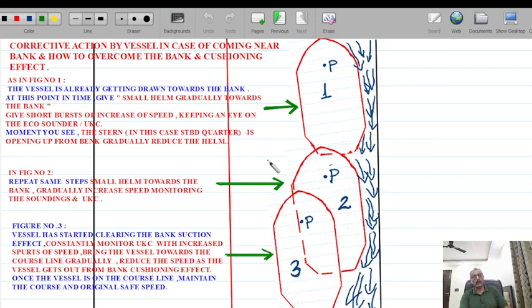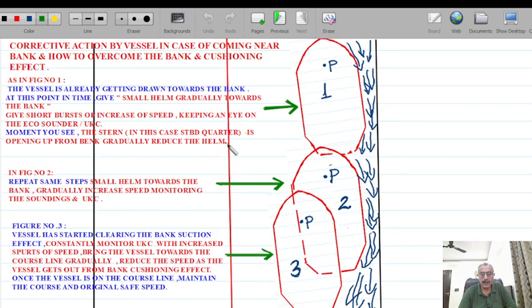Do not give a very hard helm, otherwise you may land up onto this side. Gradually, every 3, 4, 5 degrees, start coming towards the center of the channel. Do not give a very big alteration to come immediately here. That will land you up in another catastrophic situation.